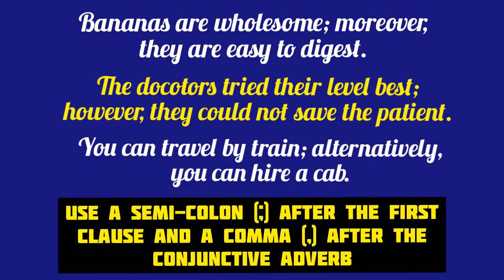Please note that while joining two independent clauses with a conjunctive adverb in a sentence, we use a semicolon at the end of the first clause and a comma immediately after the conjunctive adverb. You may remember that punctuation marks are not used for coordinating conjunctions such as and, or, but, etc., which also join independent clauses, but the semicolon and the comma are necessary for conjunctive adverbs.